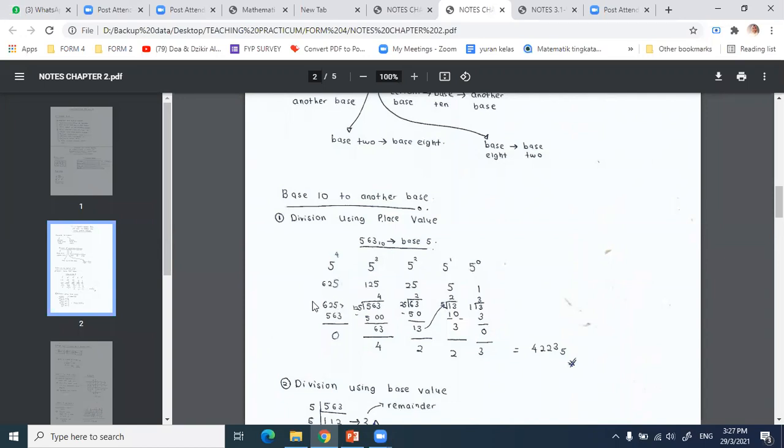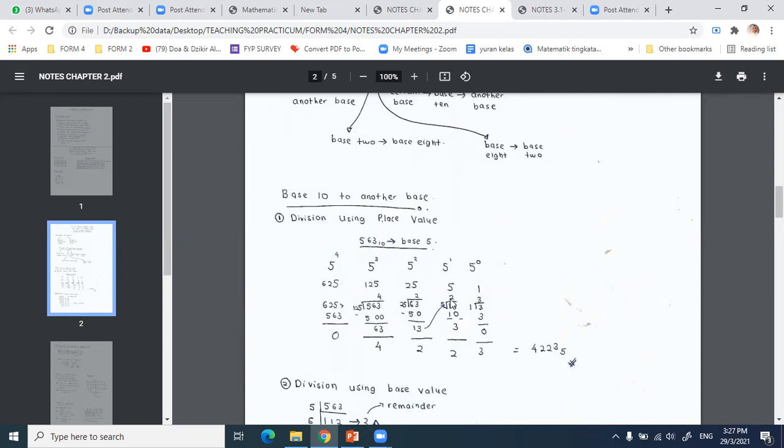But since 625 is larger than 563, we cannot divide it, so it will become 0. But we can divide 563 with 125. Okay, 125 times 4 will become 500. So we have 63 as the remainder. So we write the answer, which is 4, below. And then 63 divided with 25 will become 2. So we write 2 below. And then the remainder is 13.